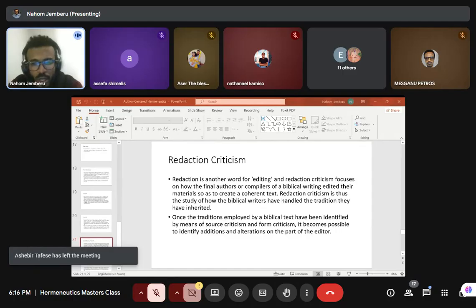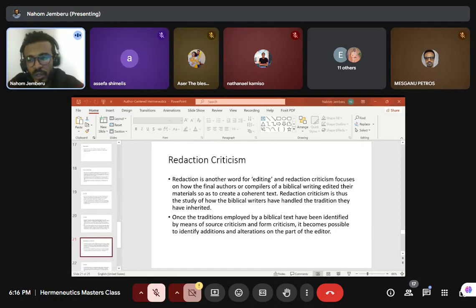So whenever you think of the biblical writers, you shouldn't simply think of them as writers. You should also think of them as editors. So they were also editing. The field that tries to identify the editorial touches of the biblical writers is what we call redaction criticism.